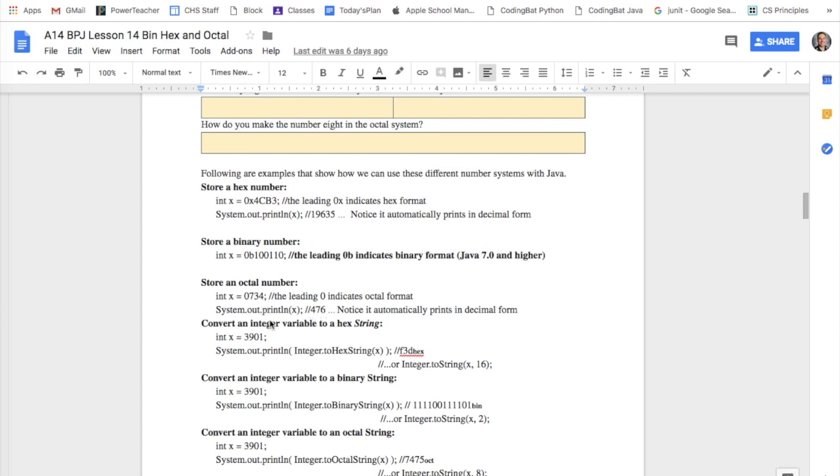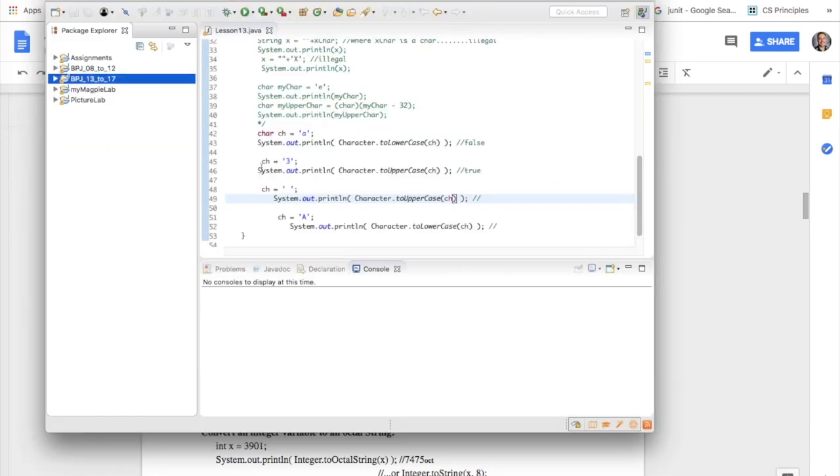So there's a couple different things that we can do. If we have an integer x and we want to change it to hexadecimal, we can use Integer.toHexString, or we can use Integer.toString(x, 16). So the x would say the number, the 16 would say the base. So let's go over to Eclipse and take a look at that.